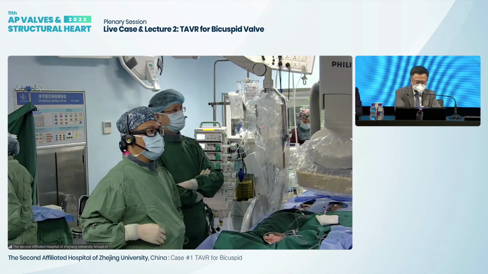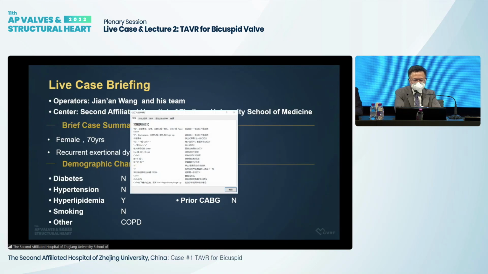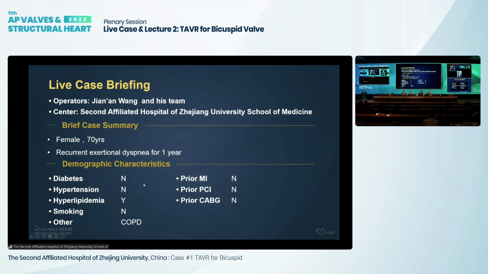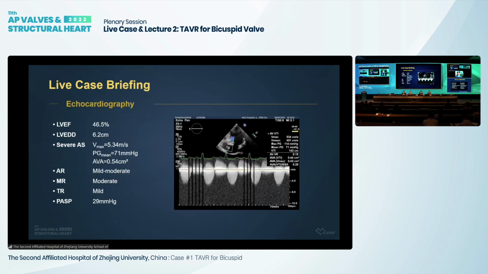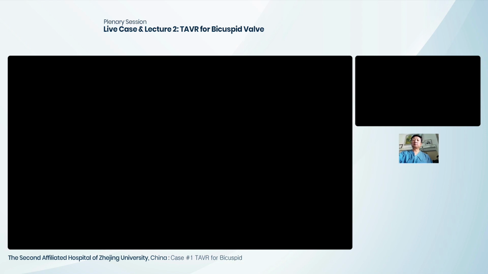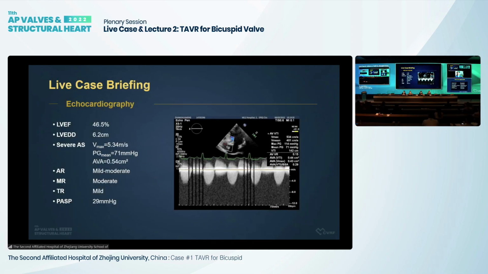Okay, dear panelists, it's an honor to present the case right here. The patient is a 70-year-old lady who has had recurrent exertional dyspnea for 1 year, and has a history of hyperlipidemia and a history of COPD. From the echo, we can see very severe aortic stenosis with an enlarged left ventricle and low LVEF, with moderate AR and moderate MR.